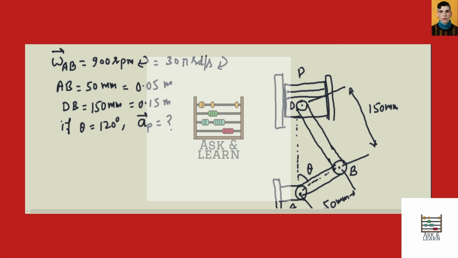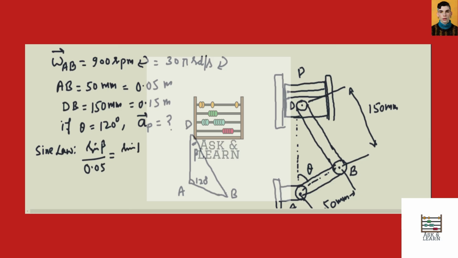First we will draw a geometrical figure of the given. This is D point, this is B point, this is A. This angle is given 120 degree. This angle assume beta, and by using the sine law we can find this value. Sine of beta upon 0.05 is equal to sine of 120 upon 0.15. So beta will be 16.8 degree.